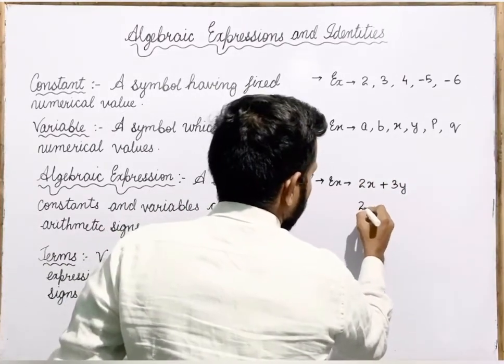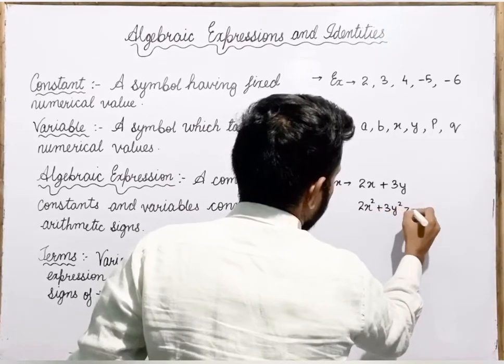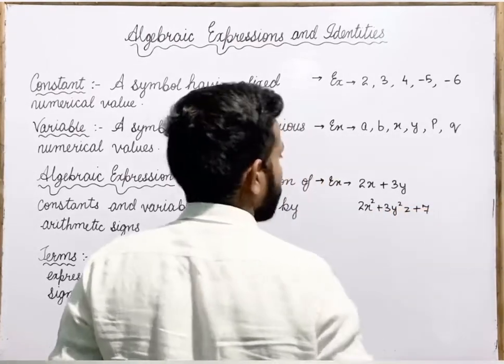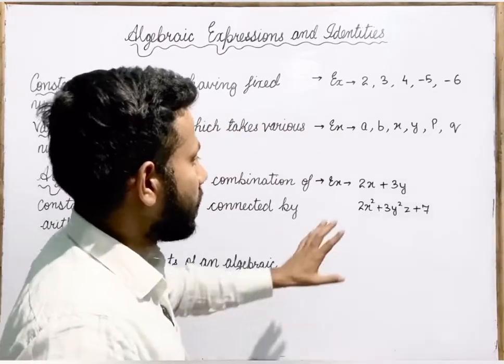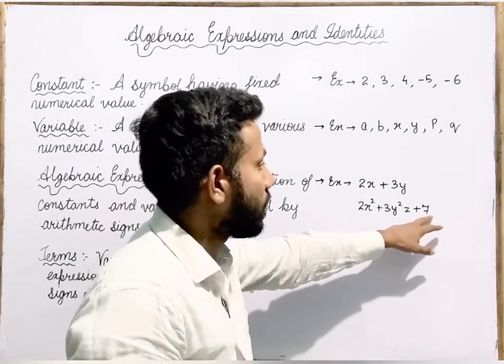Another, 2x square plus 3y square z plus 7. This is also an algebraic expression. See the terms, see the variables, see the constant. This is a constant term.